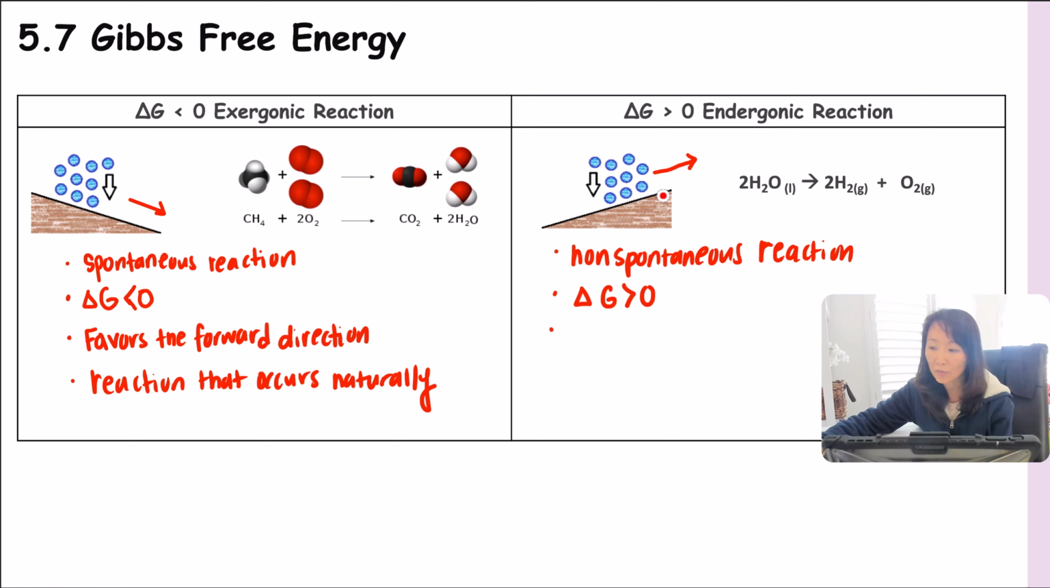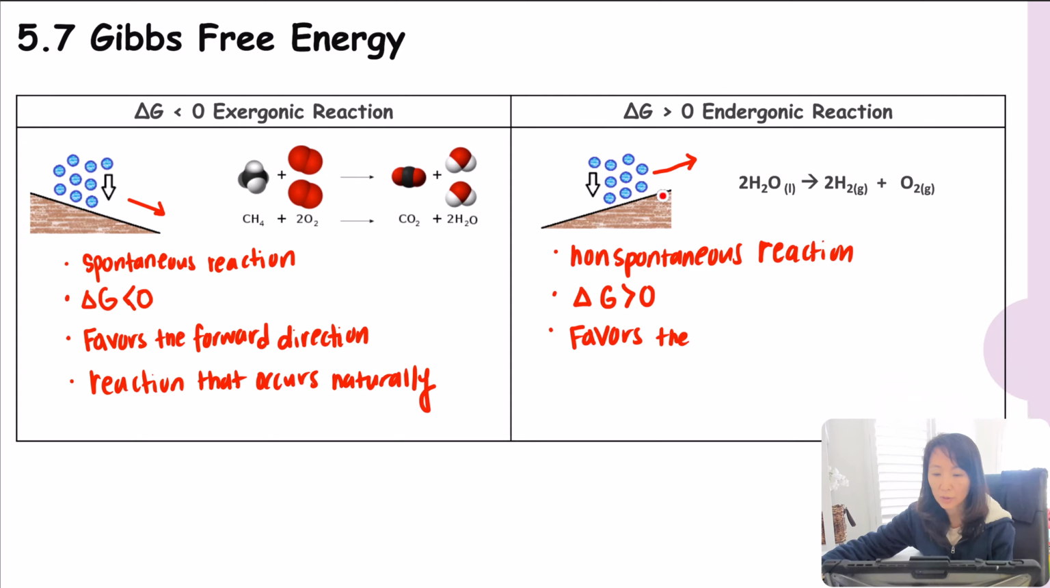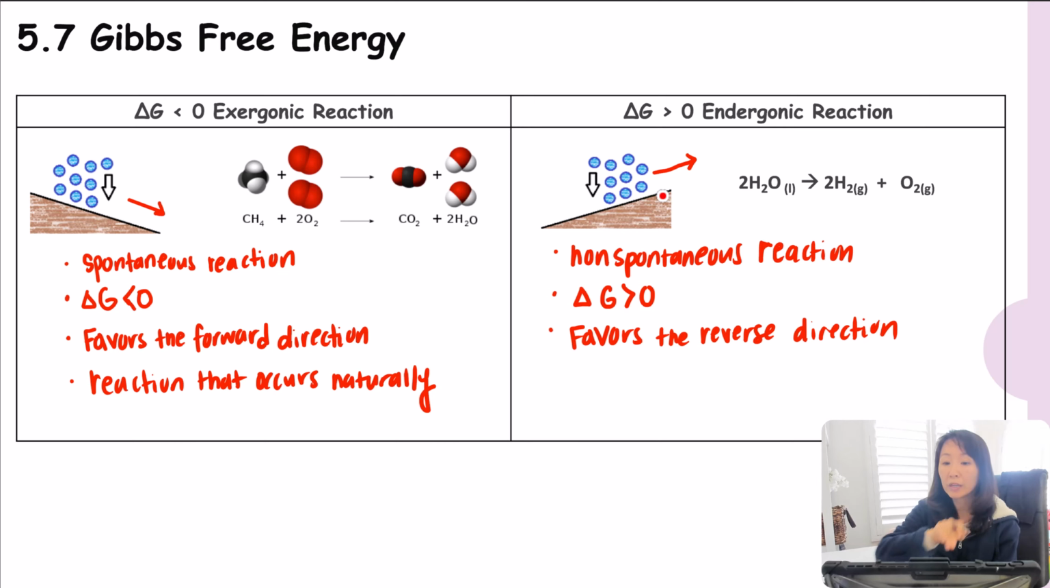And it will favor the reverse direction. Meaning if it were to go into the reverse side, it will become spontaneous. Right now, we're going in a direction where it's non-spontaneous, but the reverse will be spontaneous. So that's why it favors the reverse.